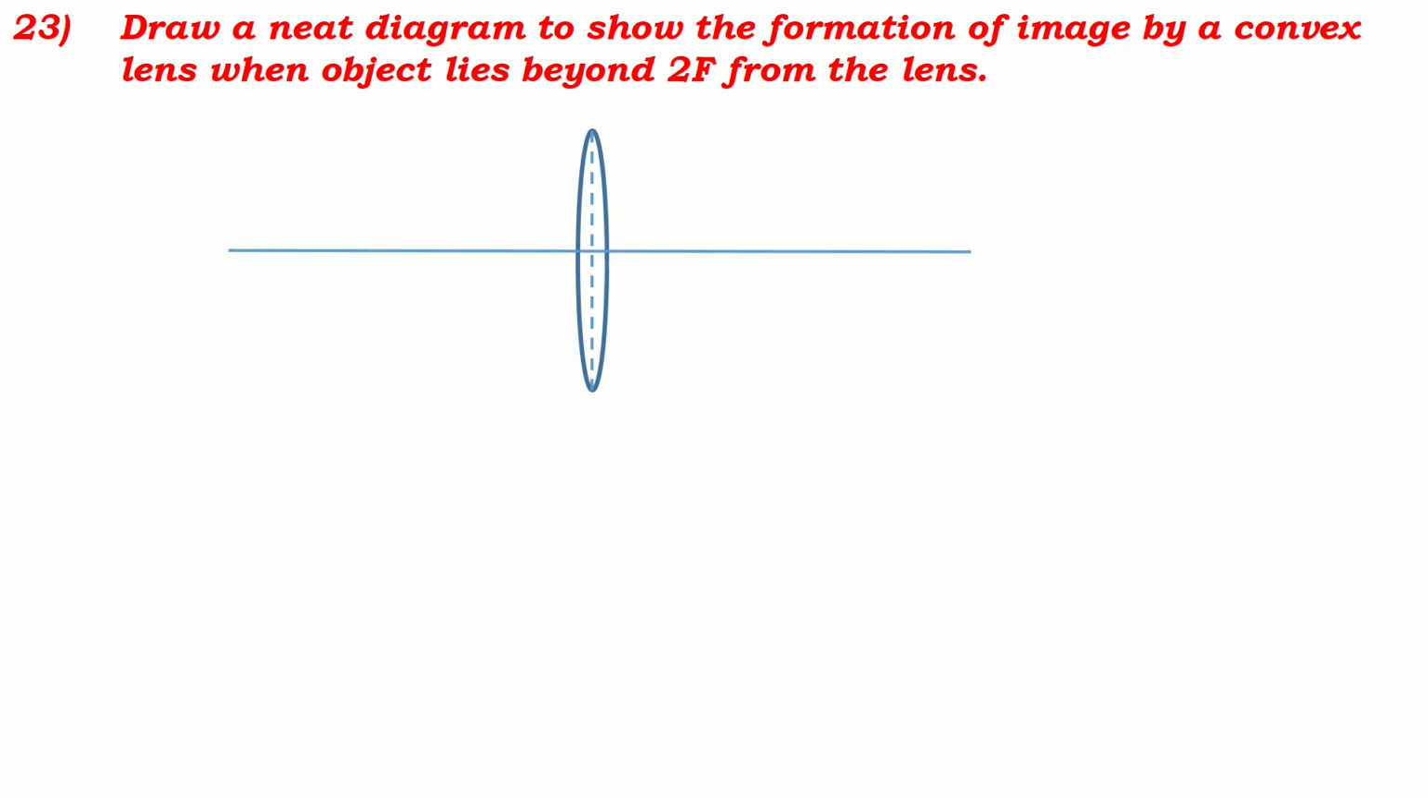Okay, next, draw a neat diagram to show the formation of image by a convex lens when the object lies beyond 2F from the lens. Now second condition, for this we have to plot the lens and bisect it with a dotted line. We'll plot the principal axis and focus and then 2F and optical center. Till this, all the diagrams are the same, but now our object is beyond 2F, somewhere here, and this object can be named AB, and we are going to draw its image.